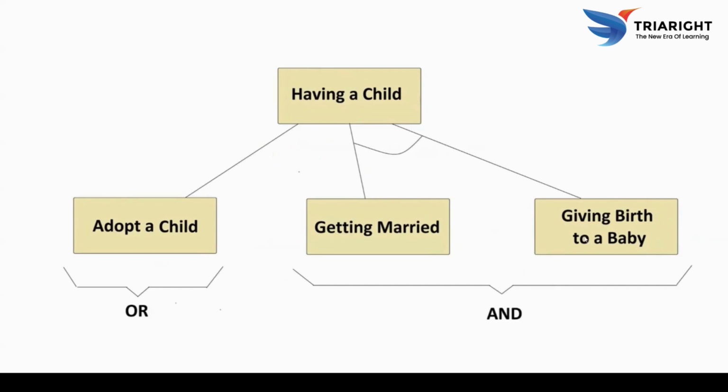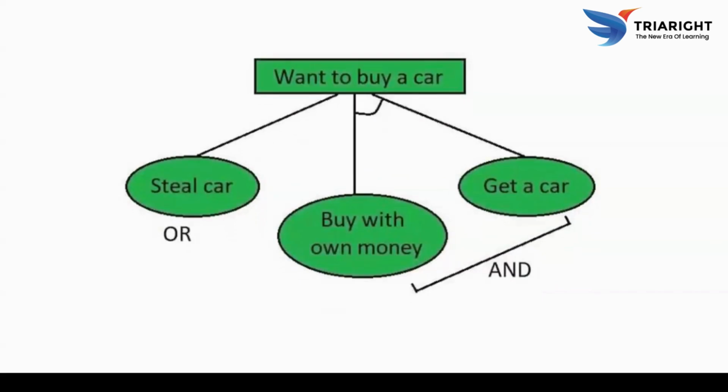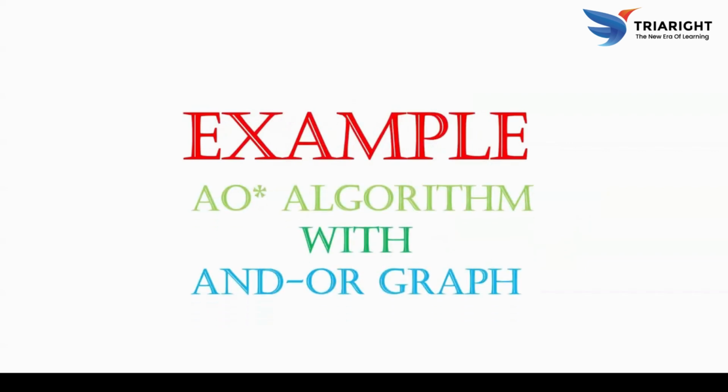We want to get married and have a baby, so it is a condition-based subgraph with sub-nodes. It is the same here: we want to buy the car or steal the car. So we have an optional path to travel, or we have a conditional one where we must satisfy both conditions. So we have an example problem of AO-star with AND-OR graphs.